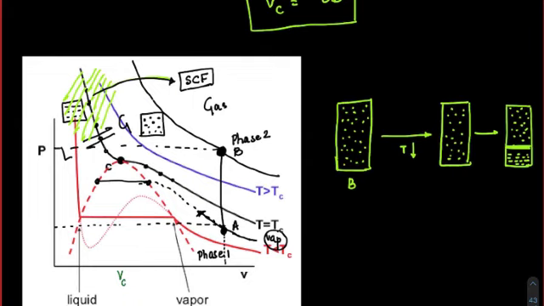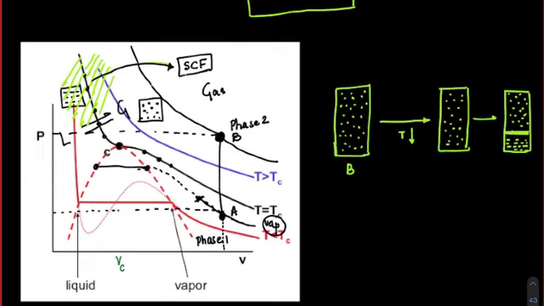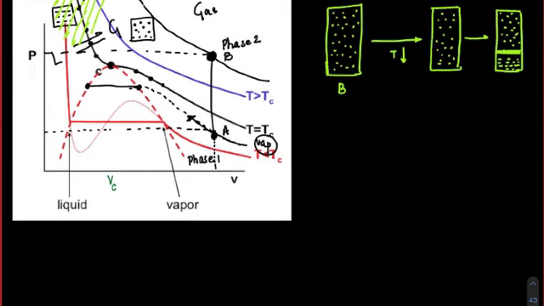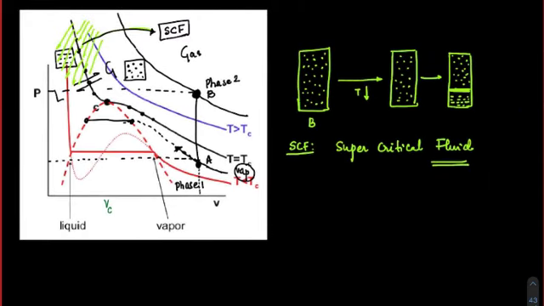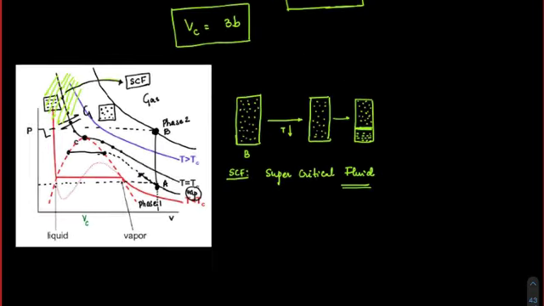So this would be asked: where exactly is the zone of the supercritical fluid? SCF here is called supercritical fluid. I hope you guys understood where exactly the supercritical fluid exists, as per the graph.